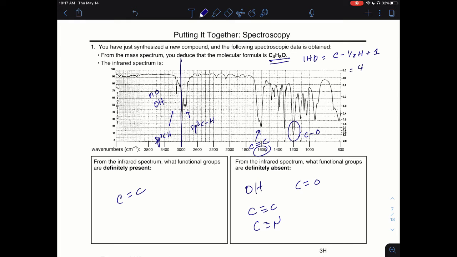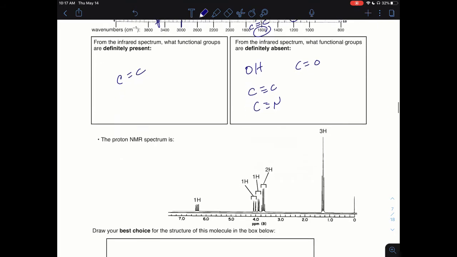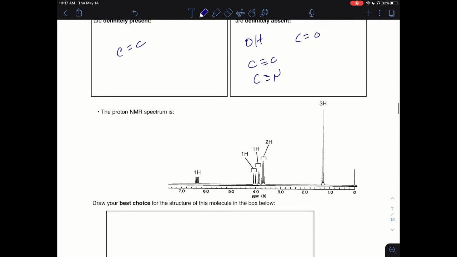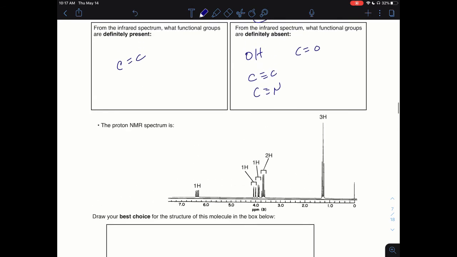So that would be 4 minus 1/2 of 8 plus 1, which gives us a 1. All right, so there's going to be 1 pi bond or ring. Here's the proton NMR. Oh, this one's fun. Okay, here's the proton NMR.